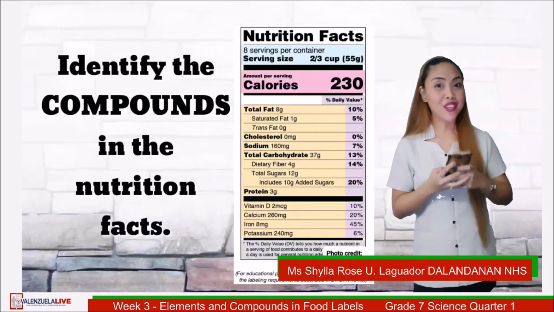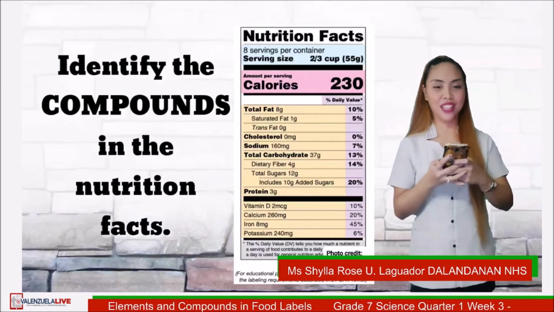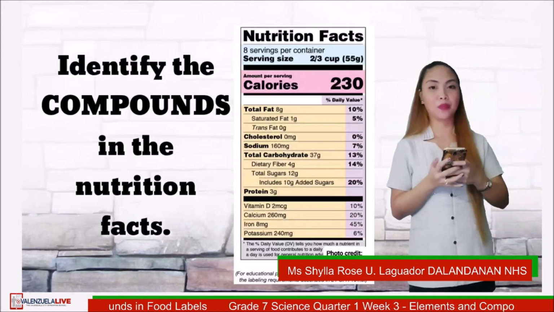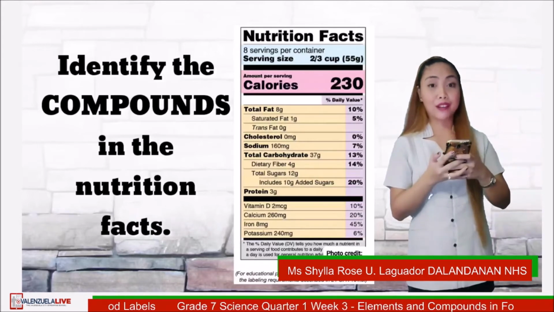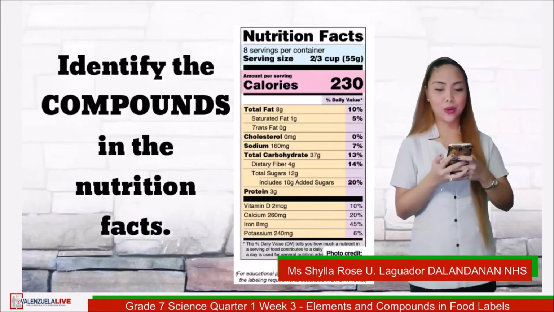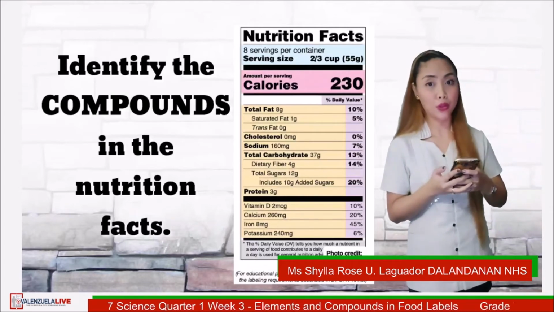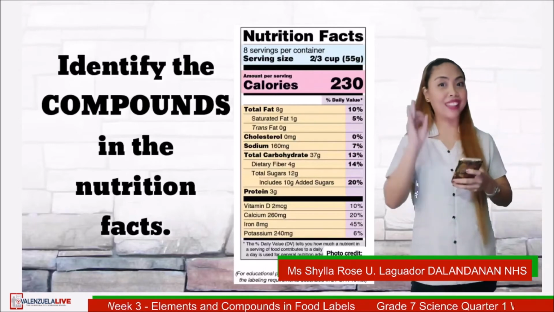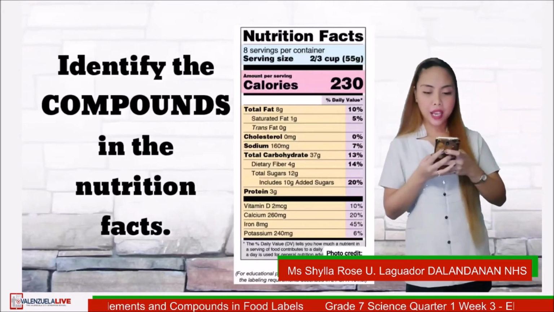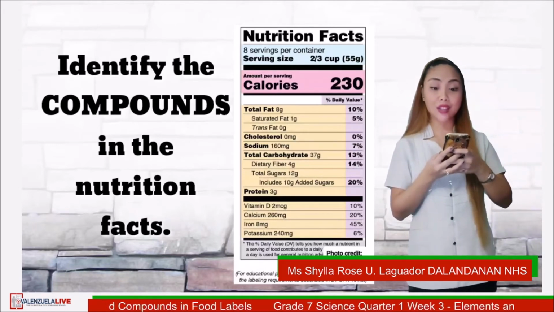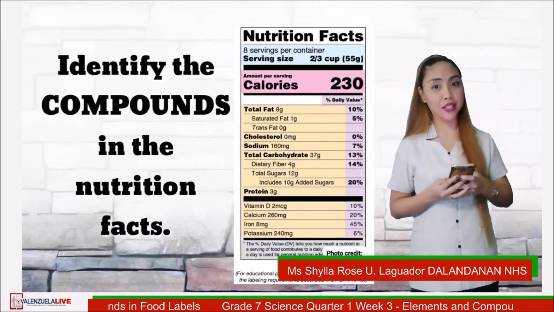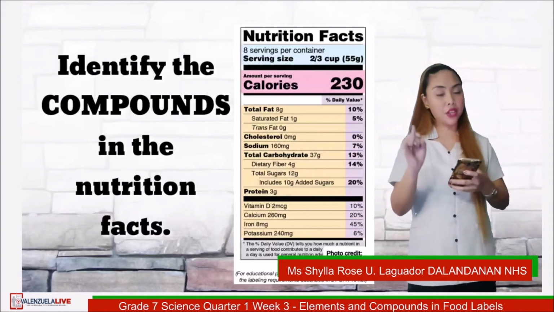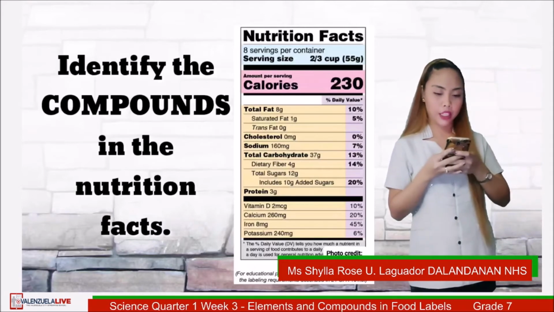Okay, upon checking your answers in the comment section, these are the answers that you have entered. Most of you entered fat. That's correct. Fat is composed of three essential elements known as carbon, hydrogen, and oxygen. You also answered cholesterol. Very good. Cholesterol, just like fat, is composed of carbon, hydrogen, and oxygen.